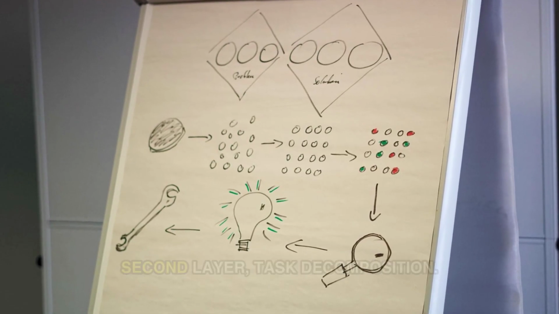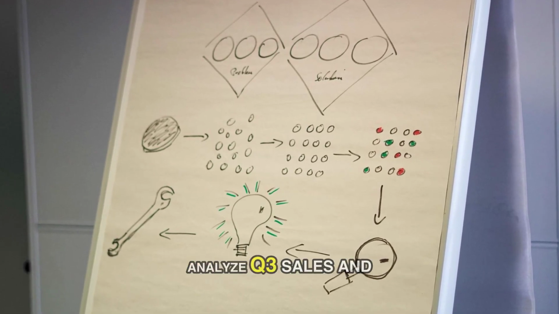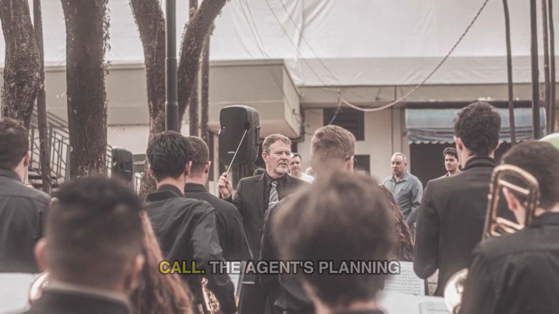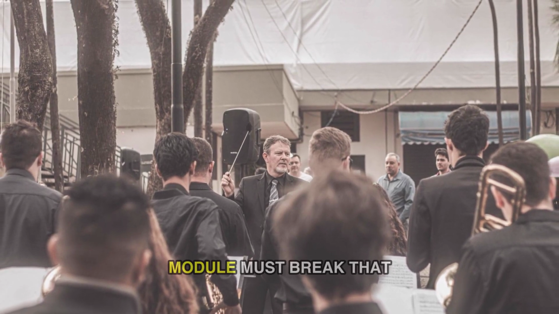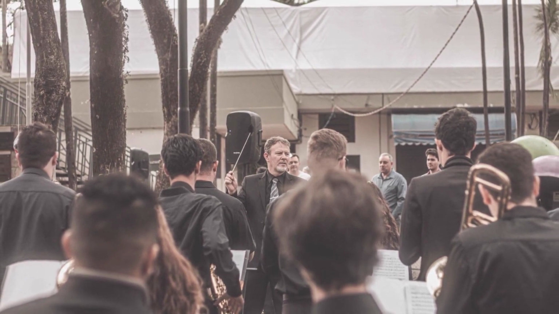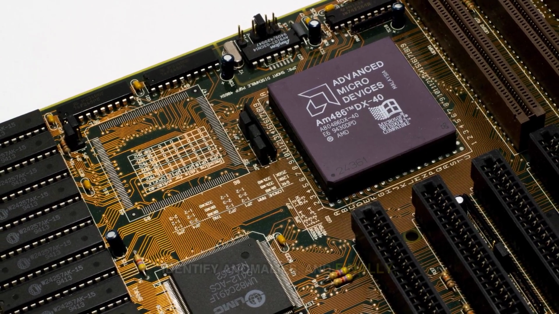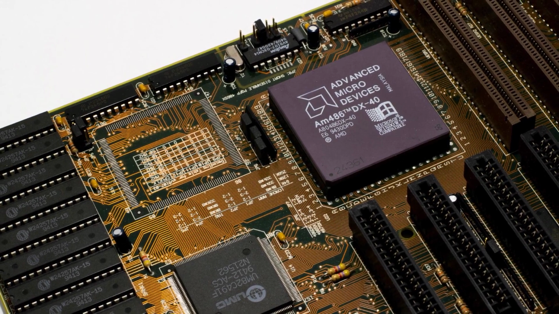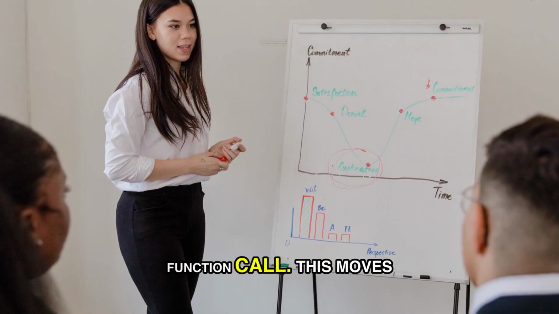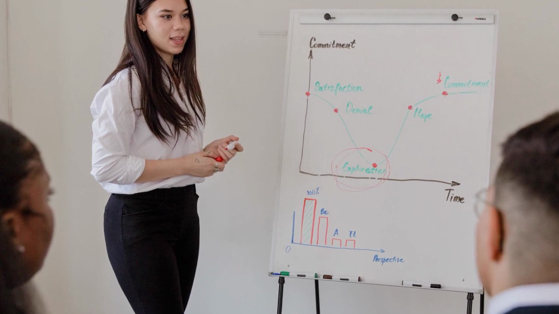This brings us to the second layer, task decomposition. A complex goal like "analyze Q3 sales and suggest improvements" is overwhelming for a single LLM call. The agent's planning module must break that monolith down into subtasks: 1. Fetch data, 2. Run regression analysis, 3. Identify anomalies, and finally, 4. Synthesize report. Each subtask is executed by a dedicated tool or function call. This moves the LLM from being the worker to being the conductor.